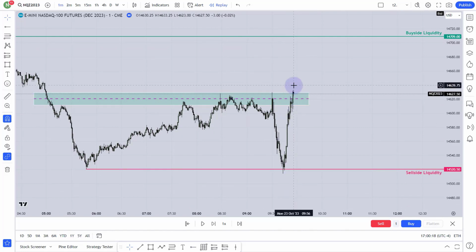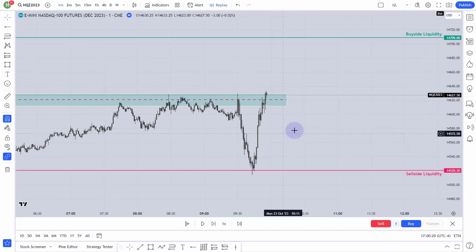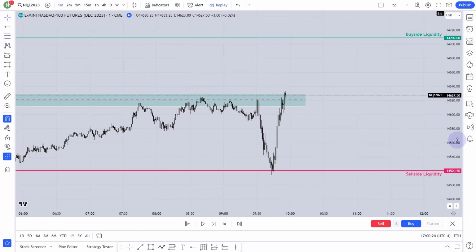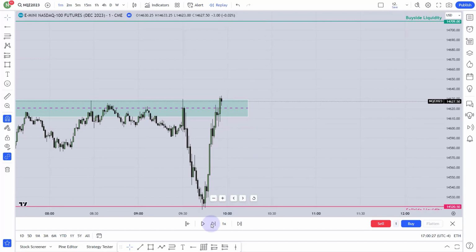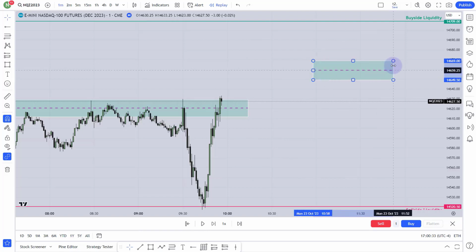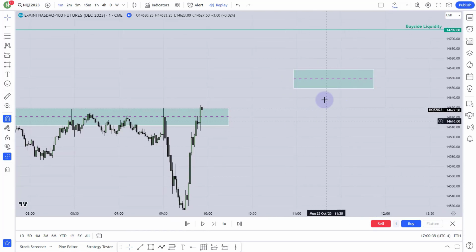But when it went through this fair value gap, now I will use this fair value gap for my entry setup. If you were with me in my live streaming, you already know how to use this one. But if you didn't attend my live streaming, then I'm just showing you the setup so that it will be easier for you.